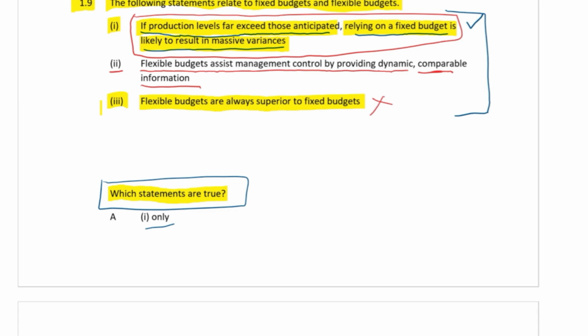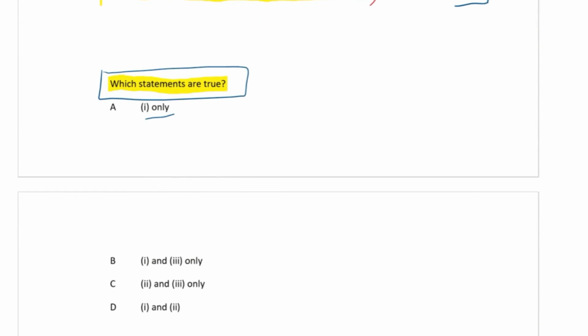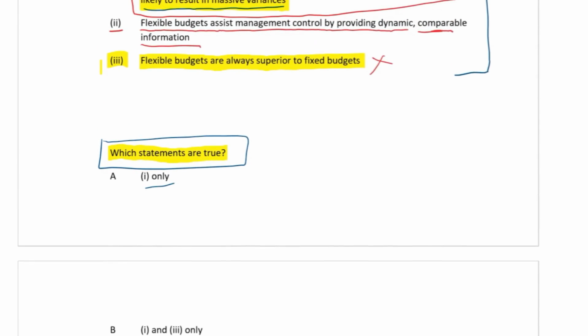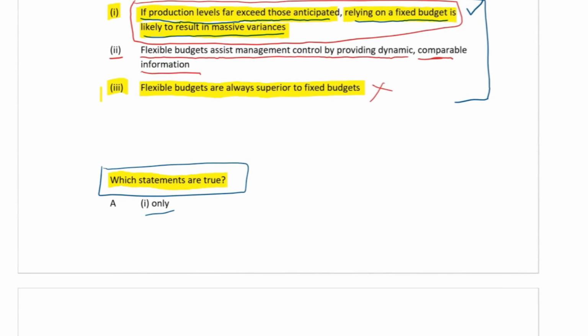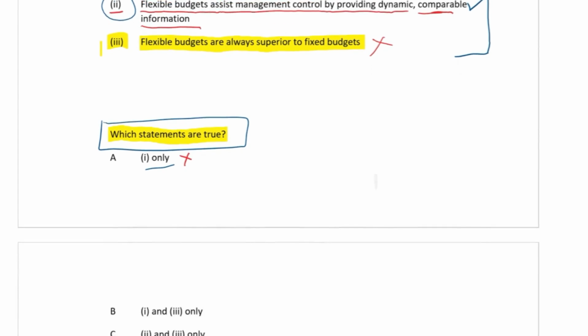Let's see. What does B say? Not D. What does B say? Oh, or is it B? Not B, but two. Flexible budgets assist management control. This is correct too. That's correct. So this cannot be correct, because it is not one only.